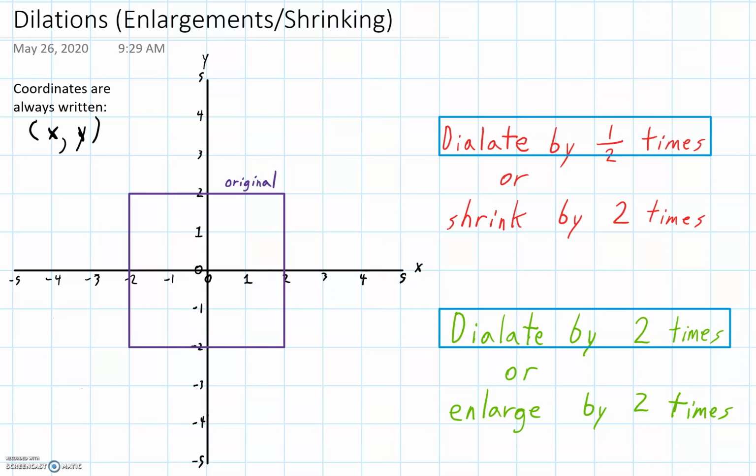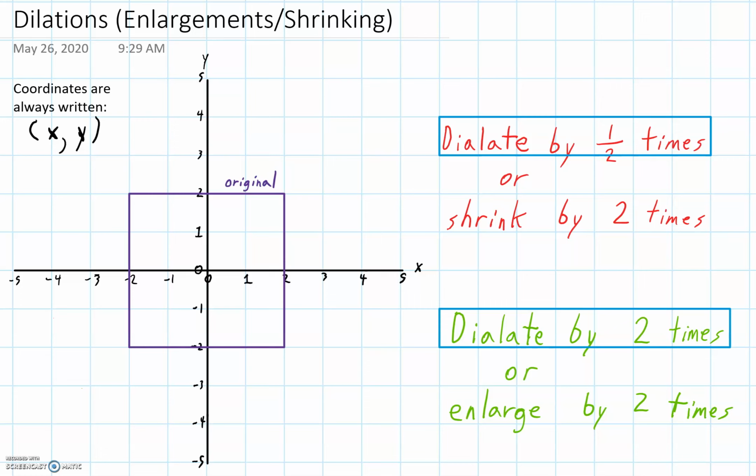And let's go with the red first. So the original shape is purple. We're going to dilate our shape by half times. Okay? So what that means is every point in our shape, or every length in our shape, is going to be shrunk in half. Or be divided by 2.